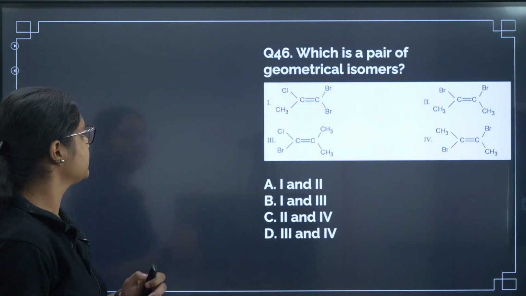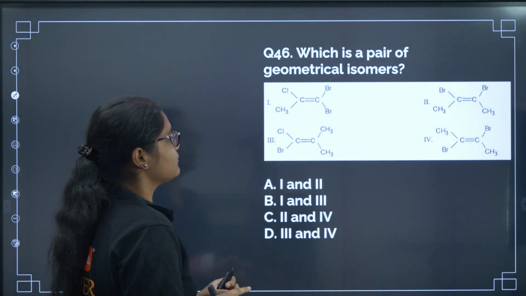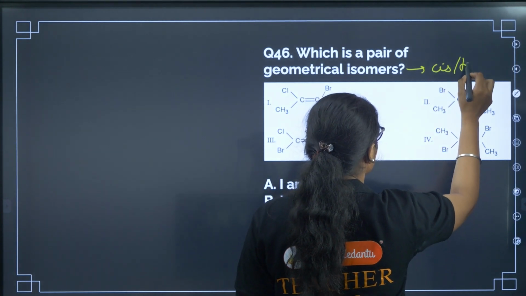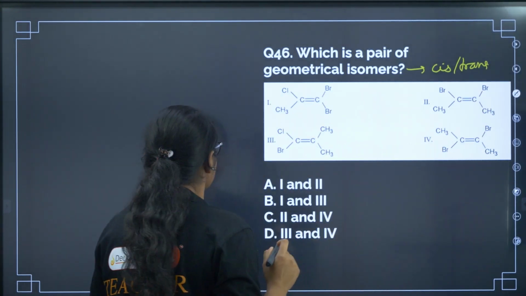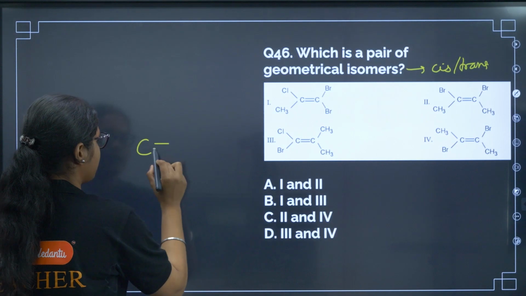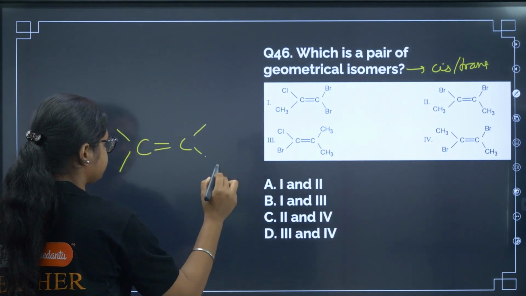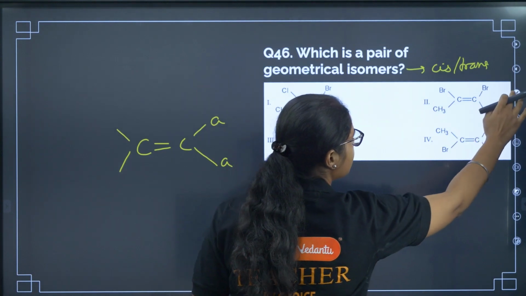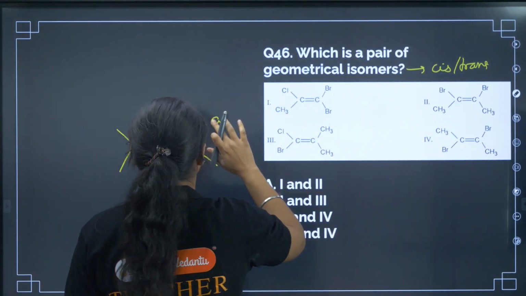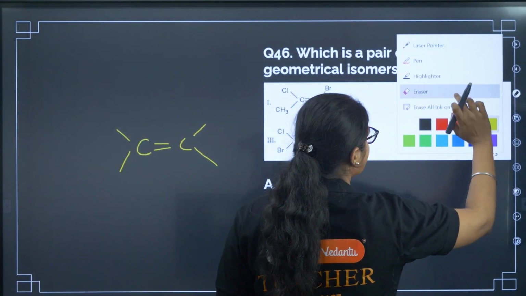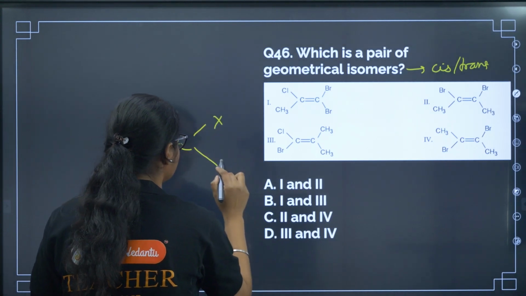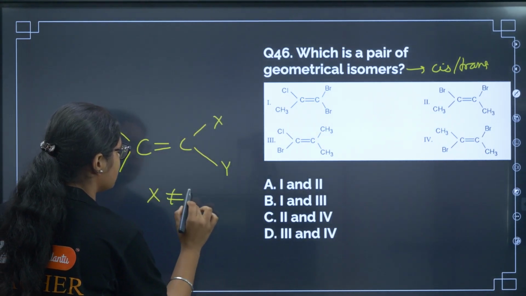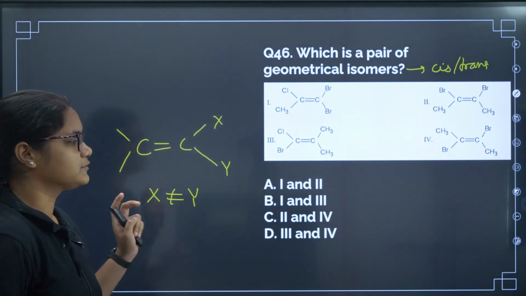Okay, very easy question. Next, which are a pair of geometrical isomers? So geometrical isomers will have cis and trans form. Okay, what should be the condition? See here, whenever you are having a C double bond, these two groups, which you add here, X and Y, for geometrical isomers to exist, X should not be equal to Y, right? This condition has to be fulfilled.